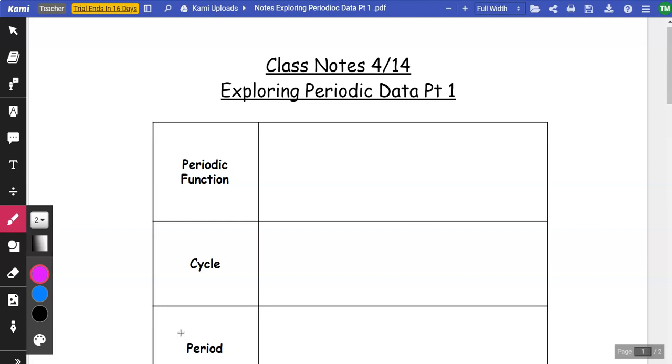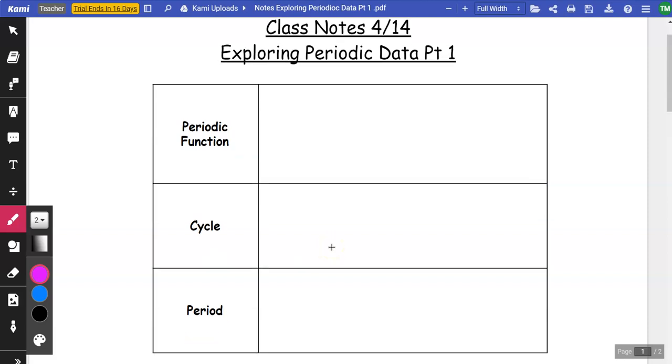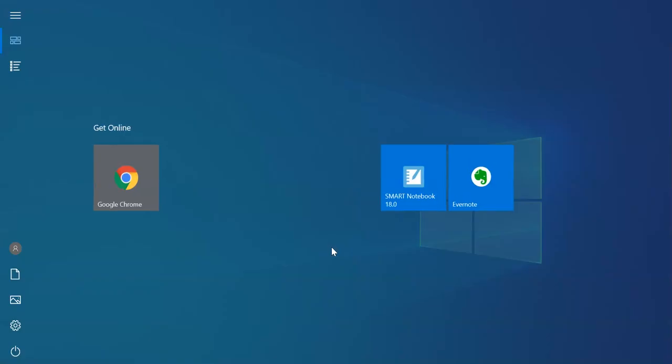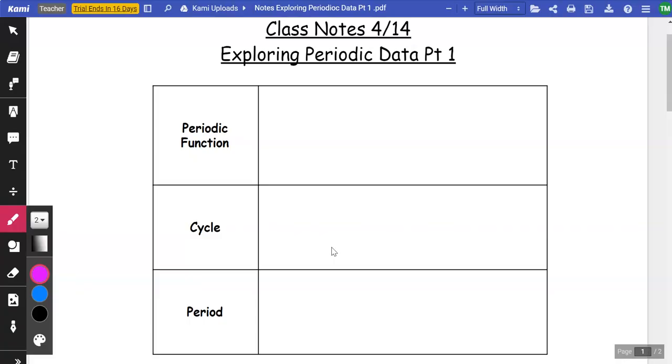When I talk about periodic data, there are a few key terms that we need to know before we really get started. Those key terms are periodic function, cycle, and period. Let's go ahead and define those terms before we go any further.